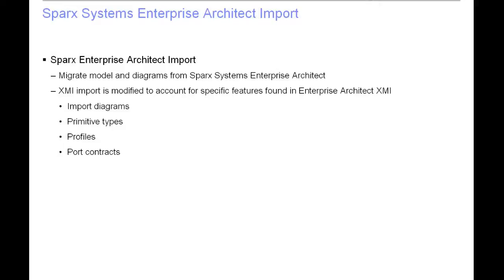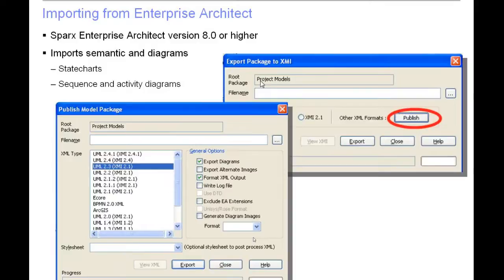And so one example is we're going to walk through some of what you can do with the Sparx Enterprise Architect import. This will allow you to migrate your model from Sparx, and we've made some modifications to our XMI importer because there are things in the XMI that didn't come out and are hard to handle with standard XMI. So, for example, importing of the diagrams, primitive types, profiles, or port contracts: we added constructs into our XMI importer to handle those things within the XMI that's exported from Sparx.